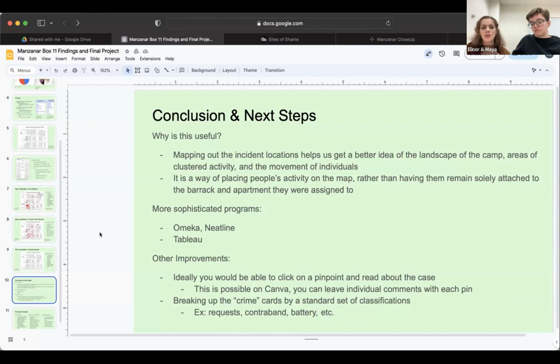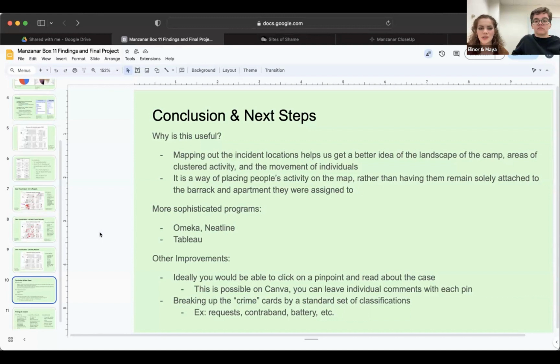And then in terms of other general improvements we might make, being able to click on the points and have information come up would be fantastic, to be able to search through the cases and have information attached to the points and not just have these blobs of data. The patterns themselves are useful, but it's also nice to have identifying factors associated with the points.